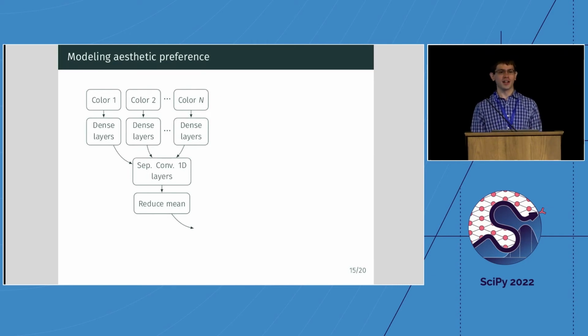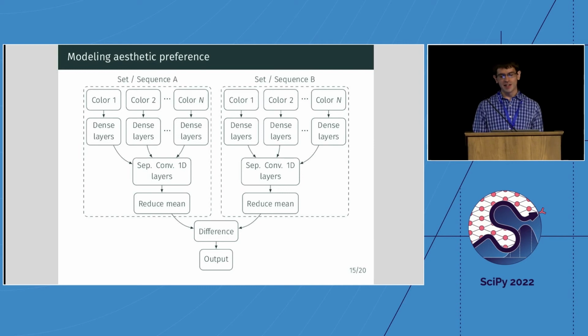However, we still need to figure out how to train this network. So this is addressed by taking this entire network here and copying and pasting it again with shared weights. And we take the difference of the outputs of these 2 copies of the network for color set or sequence A and color set or sequence B. And then that gives us a single output score we can then train with binary cross-entropy loss, addressing our second question.